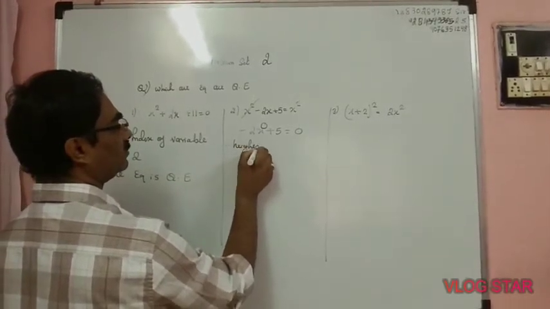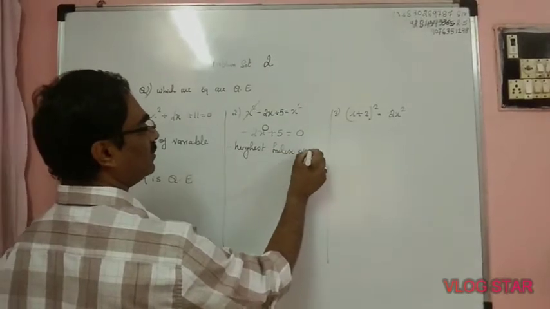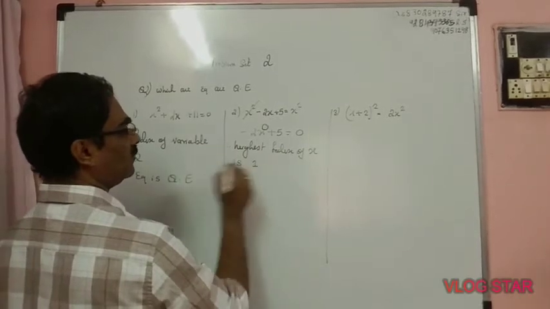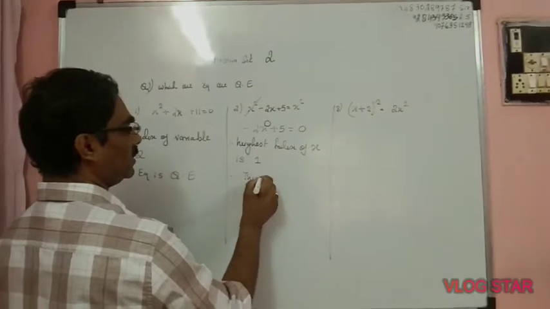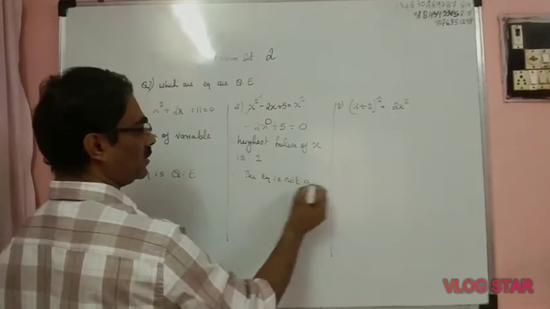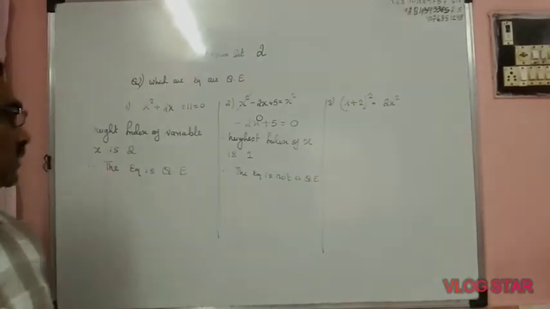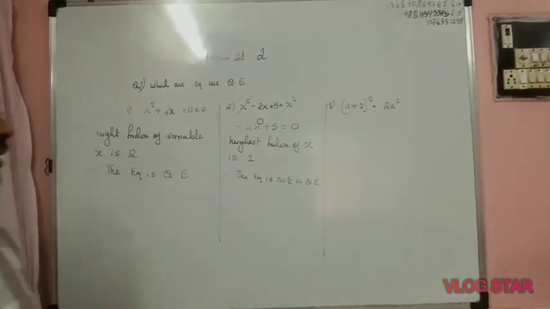Therefore, highest index of x is what? 1. Therefore, the equation is not a quadratic equation because we required 2, but here is what? 1. Therefore, it is not a quadratic equation.